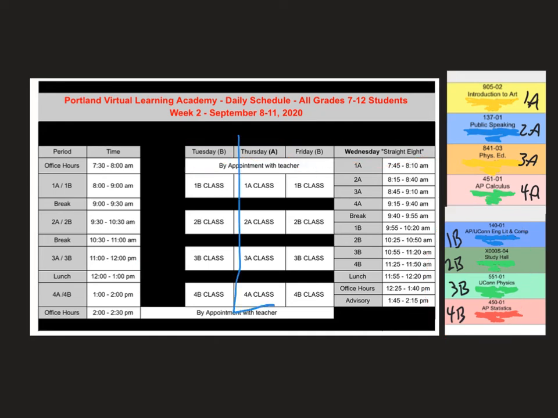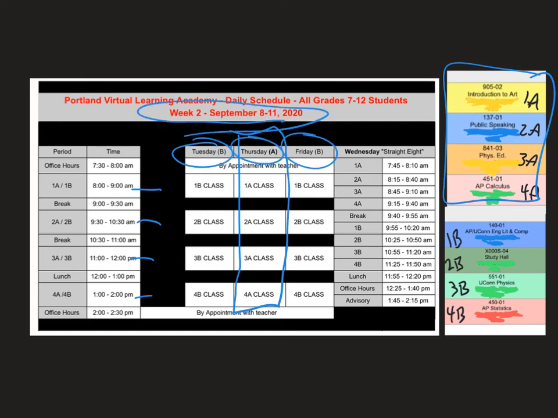On Thursday, the student is going to attend their A-day classes in those time slots. Again, if the day of that week, right, 8th through 11th, if the day that is being referred to is above a thick blocked schedule, you follow the thick blocked classes. When do we follow the straight 8? On Wednesday.